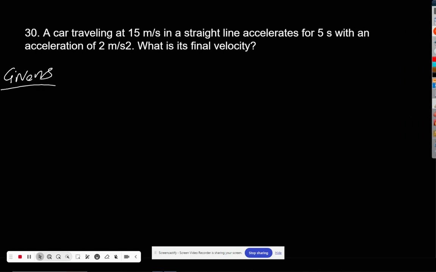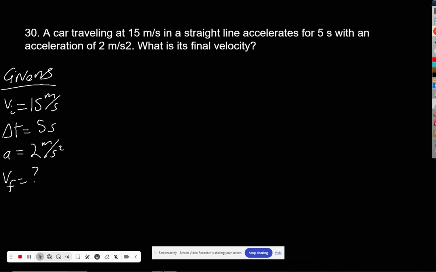There's my givens. My letters kind of ran together, but it still kind of looks like it says givens. A car is traveling at 15 meters per second. We've got the initial velocity. It was already going that fast. And it's going to accelerate for 5 seconds. That's a time. Its acceleration is 2 meters per second squared. And we want to know final velocity.